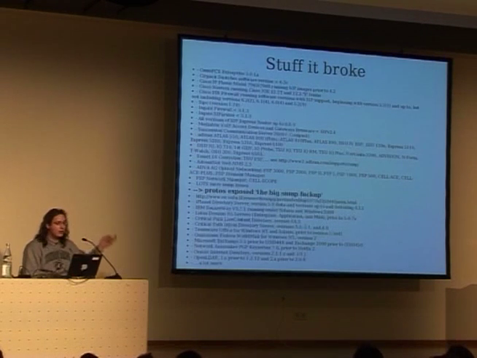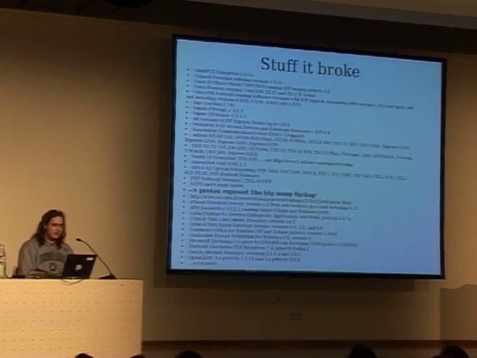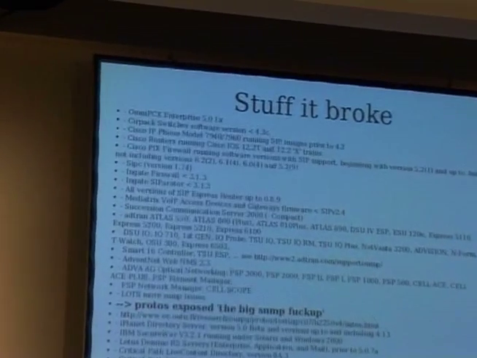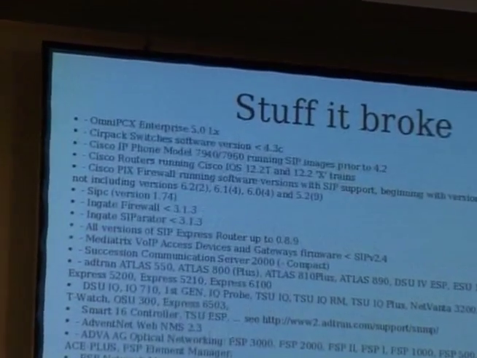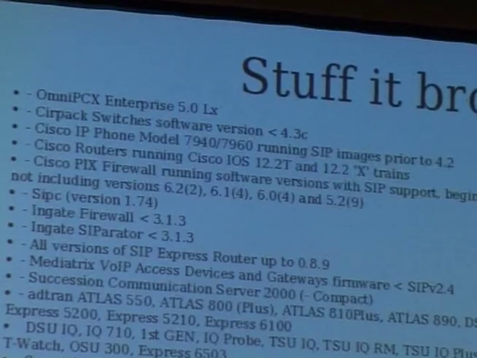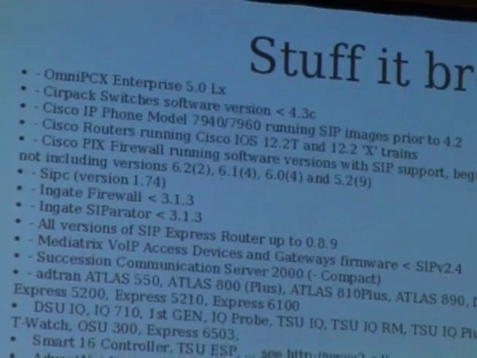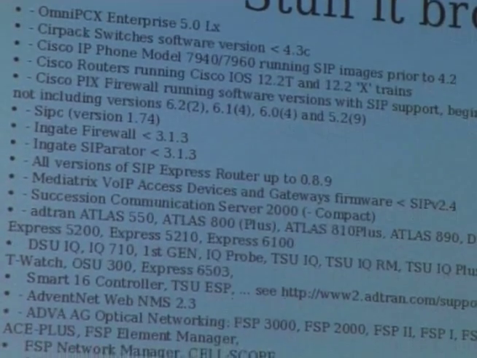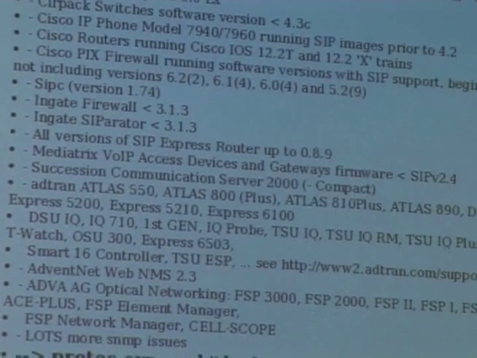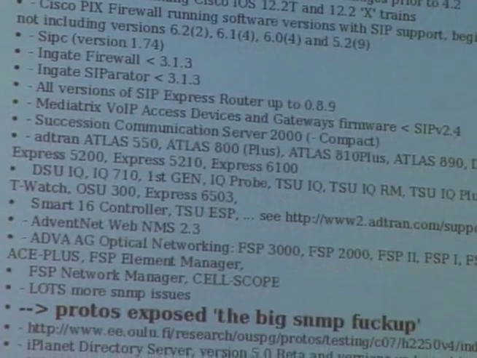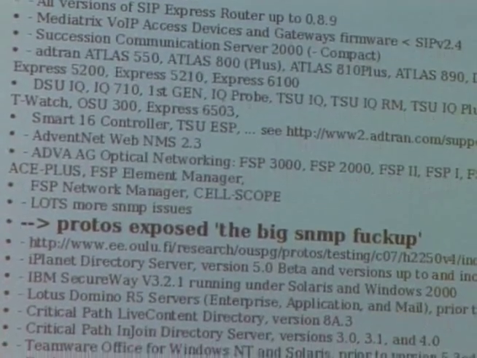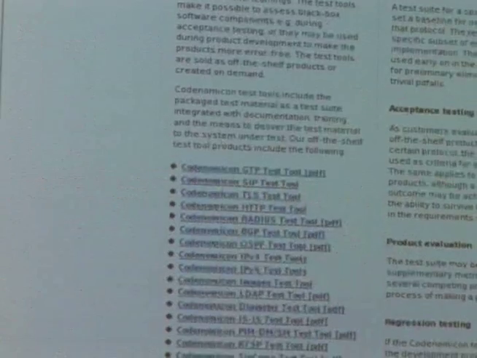I don't know if you could all read this, but if you read the slides later, you can look over it. These are just scratching the surface. This is just some of the stuff that Protos broke. It's broken like 1,000 different things. One of the things people might remember Protos for is that I think in 2001 or 2002, they exposed what I call the big SNMP screw-up, where basically everybody who implemented SNMP based their code on some old SNMP code, and they were all vulnerable to the same bug. That was kind of bad, and that's one of the things that Protos found.